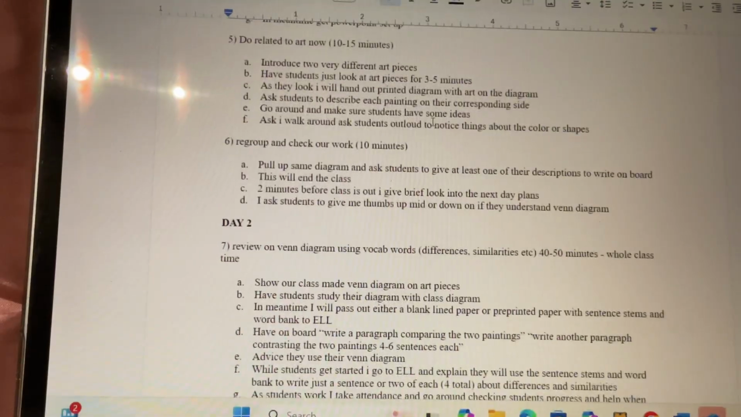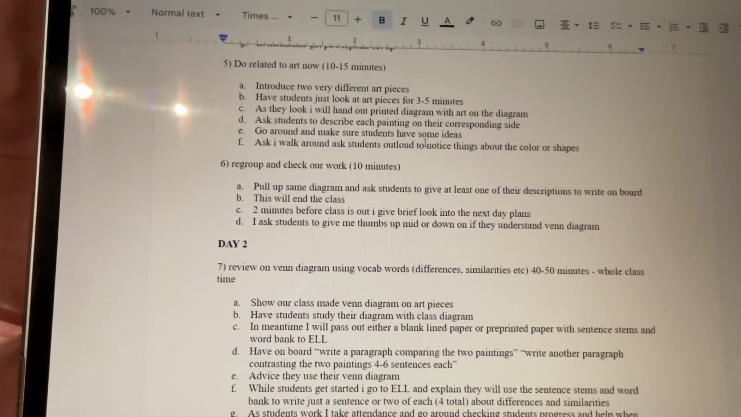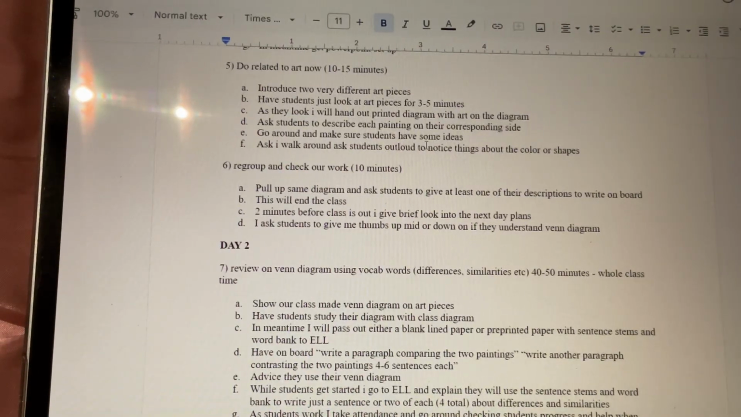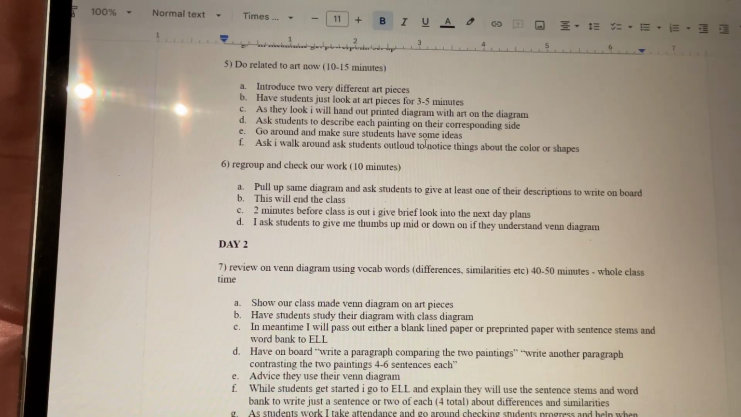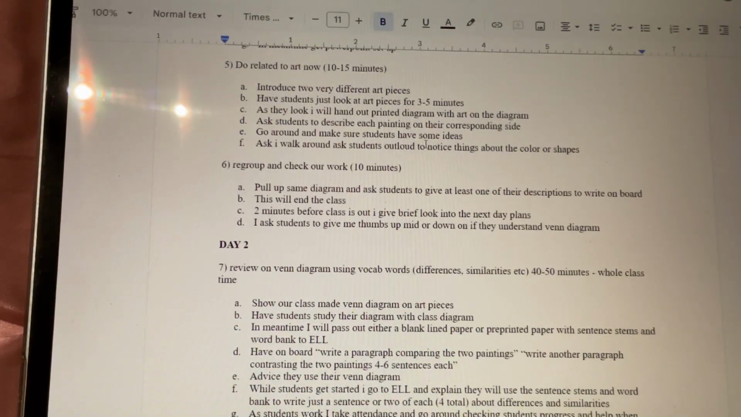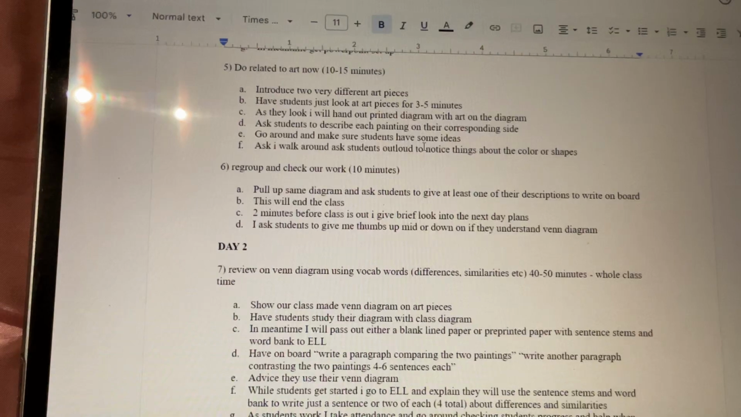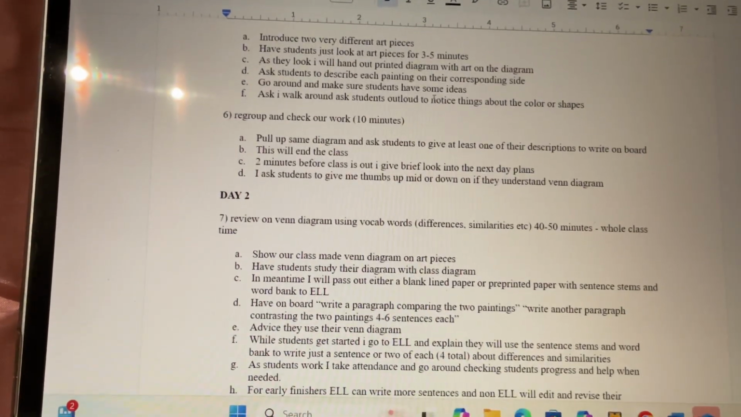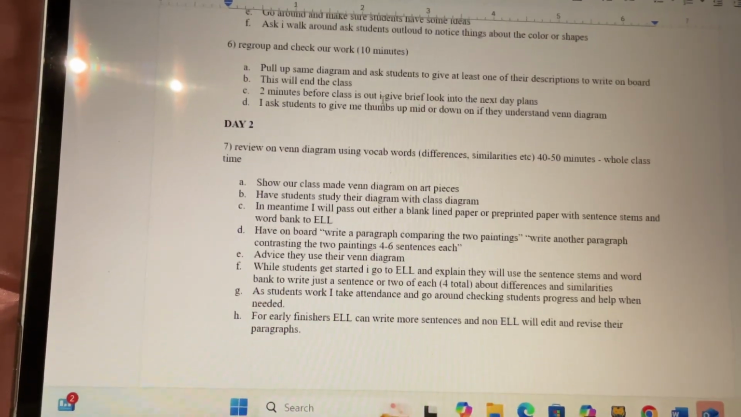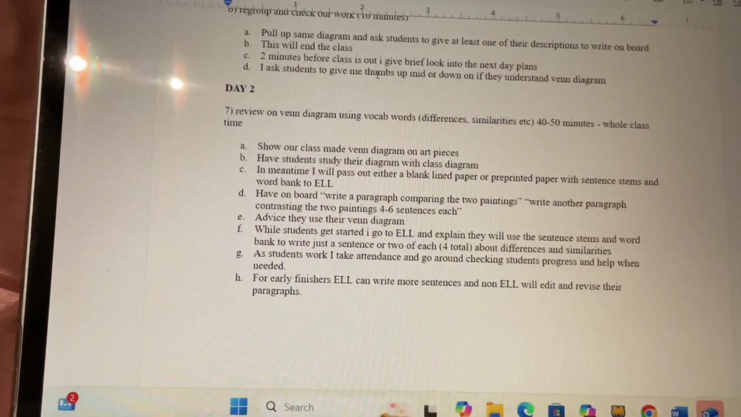And then we would do one related to art, where I would introduce 2 different art pieces and have them just study the art for a little bit, and then I would hand out a printed diagram with the art already on the diagram, so that they can just look at the art and write, so it's visually right there for them. And then I would make sure every student has something, and I would also offer ideas like thinking about the shapes or the colors or the meanings.